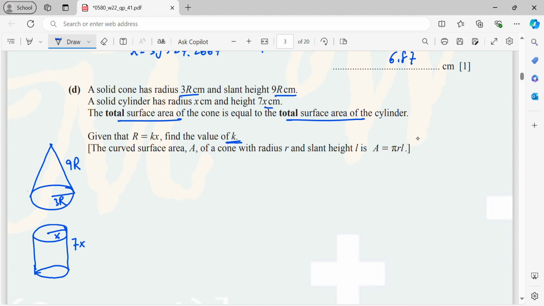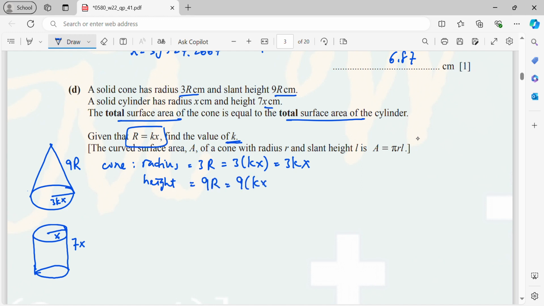Alright, so since r is kx, for the cone, the radius equals 3r. And r is kx, means that this is 3 of kx. That means it will be 3kx. So here I will change to 3kx. And then the height of the cone is 9r. Therefore, this is 9 times kx, that is 9kx.